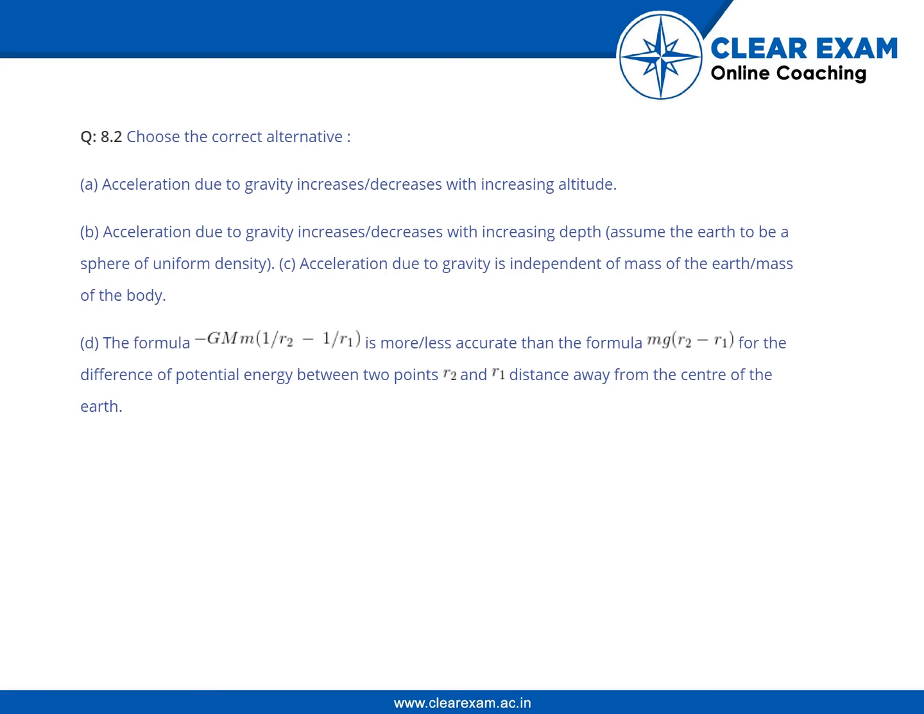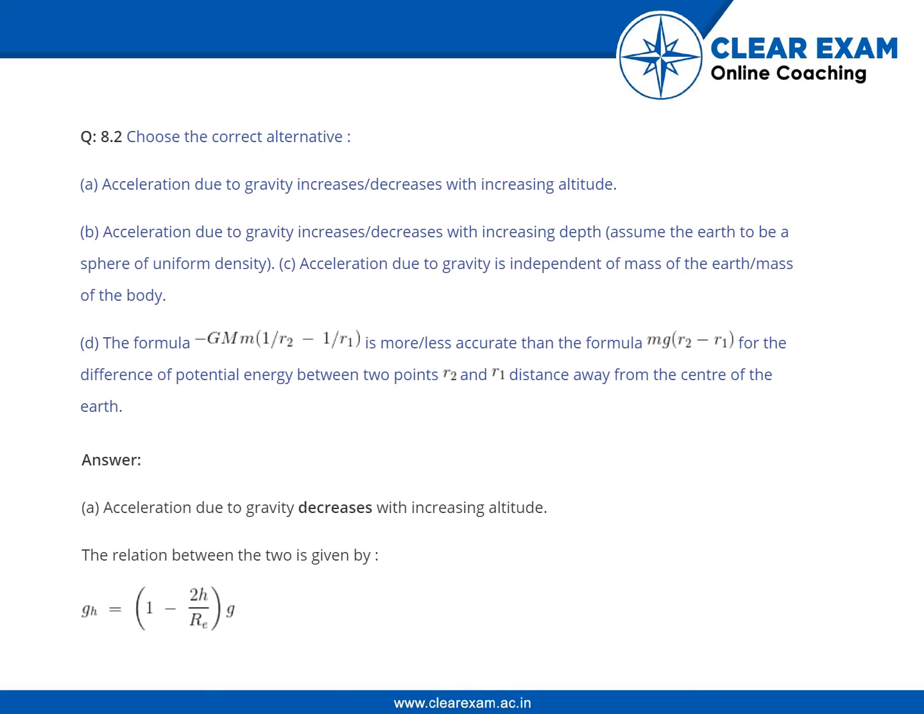Then the formula -GMm into (1/r2 minus 1/r1) is more or less accurate than the formula mg into (r2 minus r1) for the difference of the potential energy between the 2 points r2 and r1, the distance away from the center of the Earth.